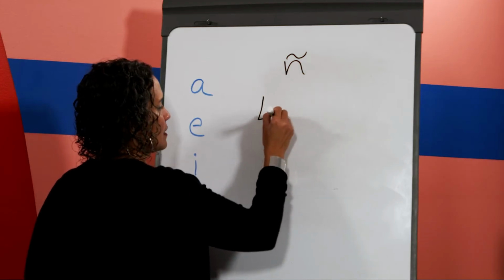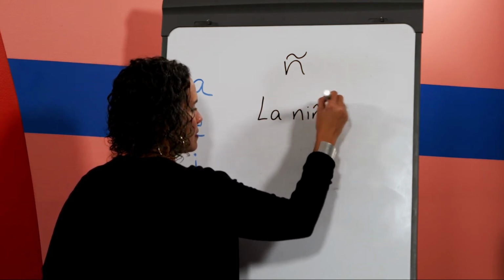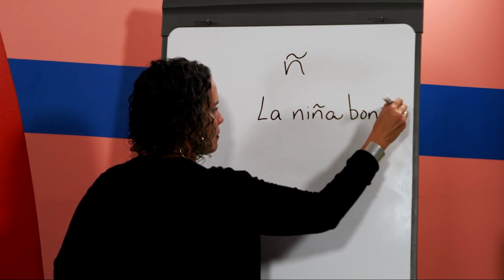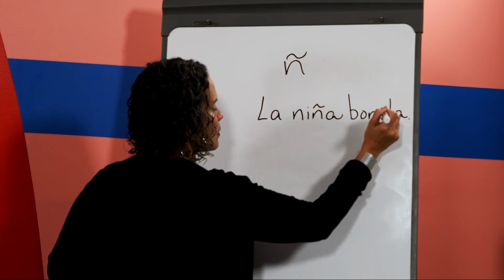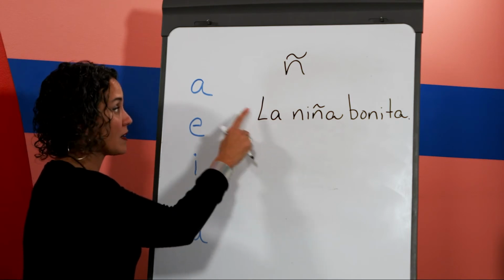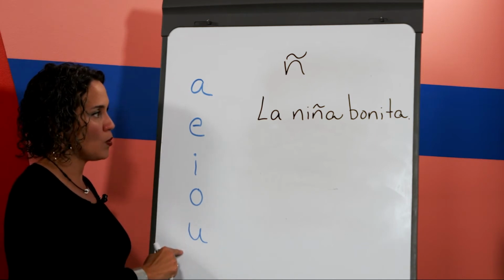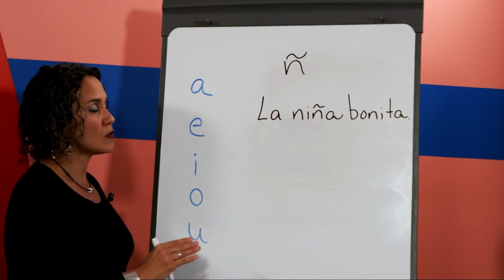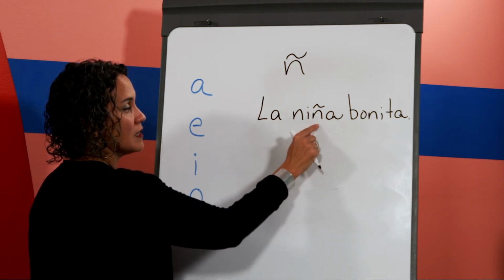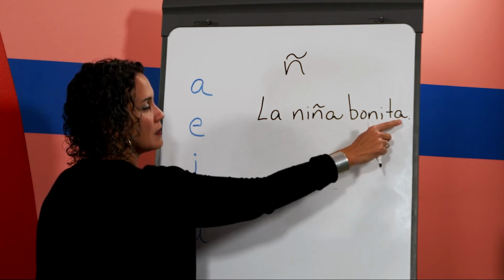Okay? La niña bonita. Again, remember, wherever you see that, that's what it's going to sound like. Let's go over these again. A, E, I, O, U. Those are the only sounds those letters can make. So we have here la, ni, ña. Remember that one? Bonita.